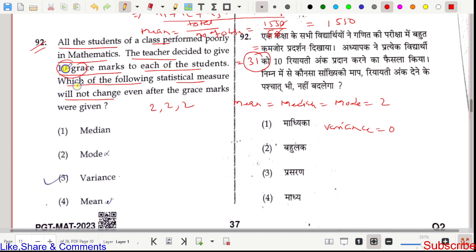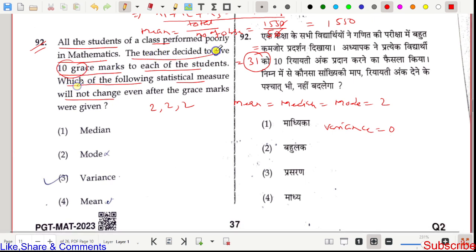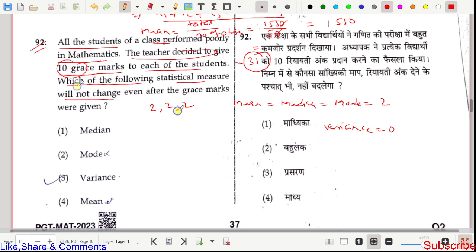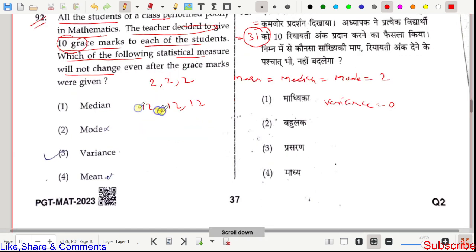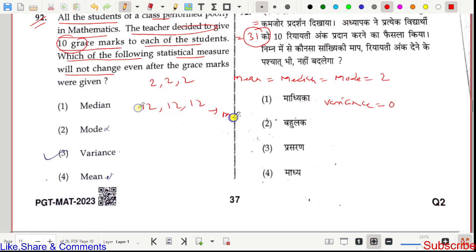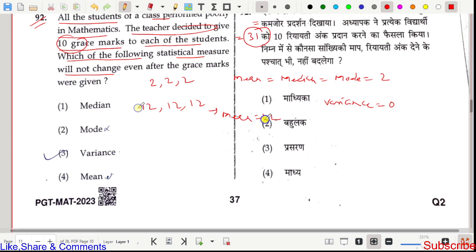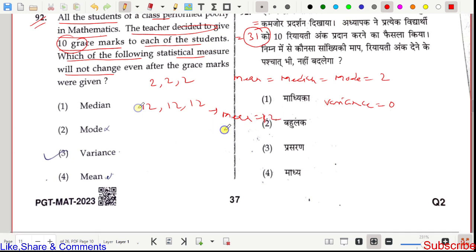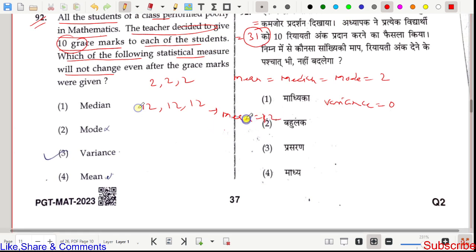Now if we add 10, so the teacher decided to give 10 marks to each of the students, it will be added to the first student, second student, and third student also. It will be 12, 12 and 12 if we add 10 to each of the marks of each student. Now you can calculate the mean. The new mean will be 12. Similarly, mode and median will all be 12.